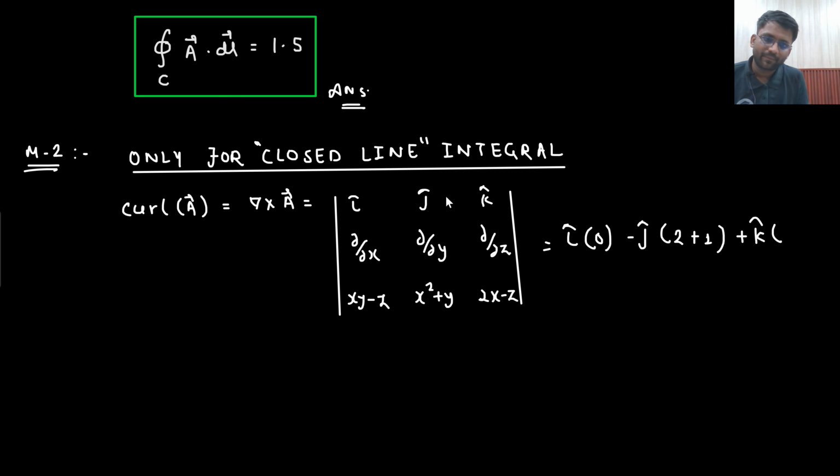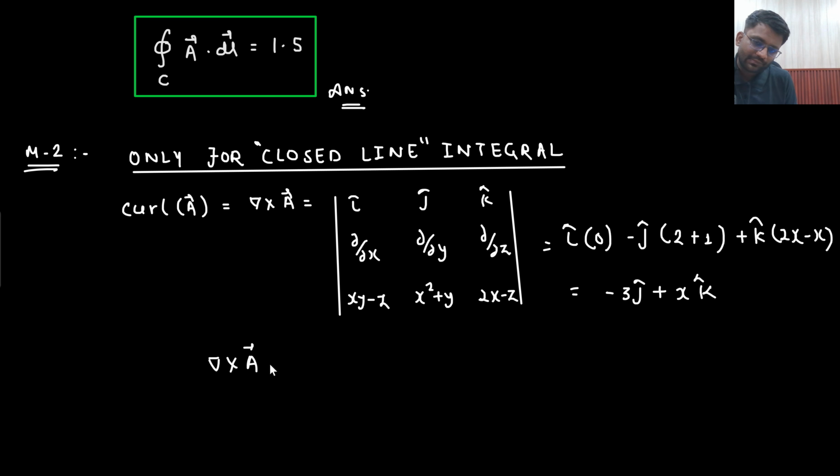Plus k cap. Partial differentiation with respect to x will be 2x, and with respect to y will be x. So eventually what answer are we getting? Minus 3j cap plus x k cap. Say yes or no, understandable? Yes, this is what we are getting. So del cross A came out to be minus 3j cap plus x k cap.